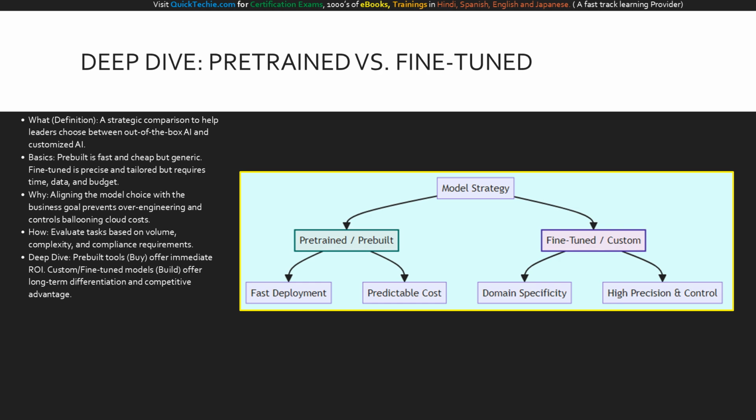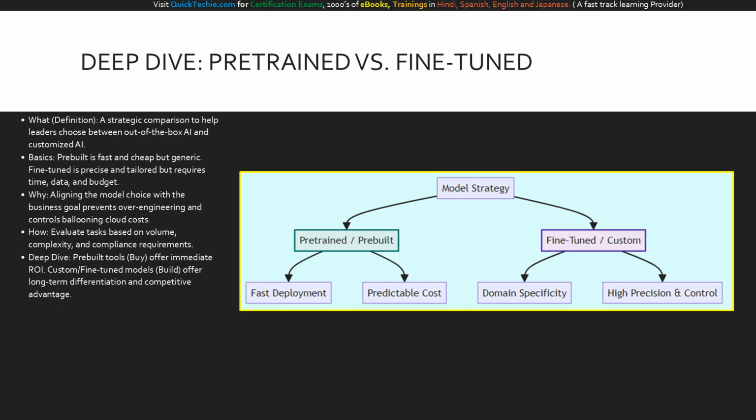Our deep dive takeaway is this: leverage pre-built tools when you need immediate, predictable ROI on everyday tasks. Reserve your investments in custom, fine-tuned models for areas where specialized AI will provide long-term differentiation, protect unique intellectual property, and generate a distinct competitive advantage in your market.